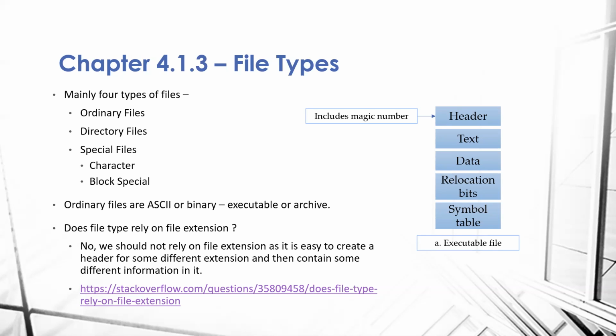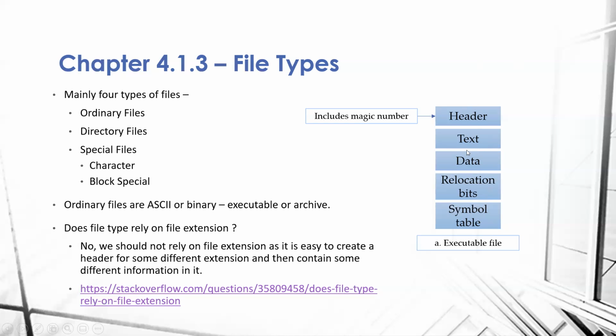Executable files consist of 5 sections. First is the header, and the header contains a magic number to identify whether it's an executable file or not. Then come the text, data, relocation bits, and symbol table. This is a diagram of the executable file at the side.